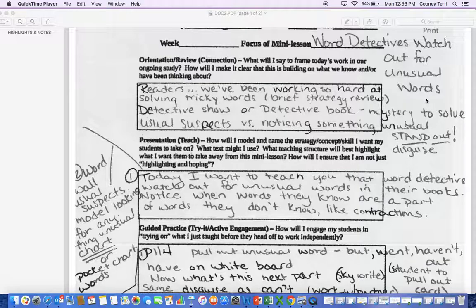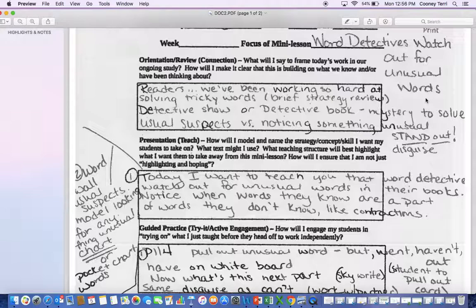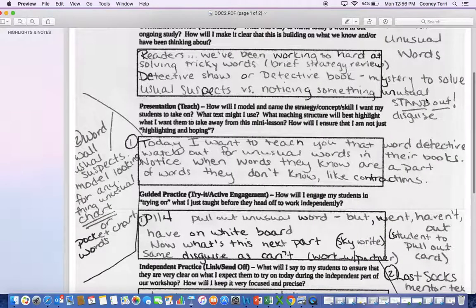Today I want to teach you that word detectives watch out for unusual words in their books. Notice when words that they know are part of words they don't know, like contractions. So I would be emphasizing here that a lot of our snap words can be disguised as words that we don't know.